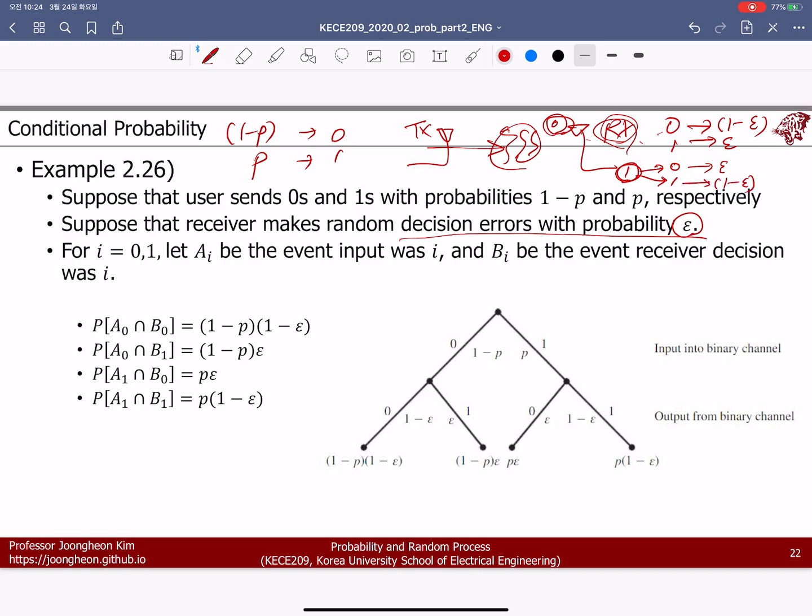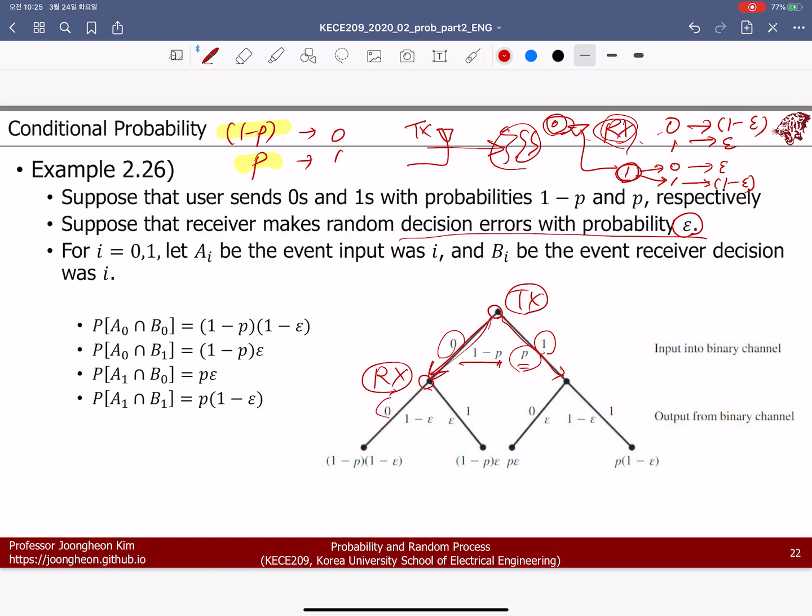Okay, so here we can draw a tree just like that. In the initial phase, if 0 is transmitted, then the probability is 1 minus p by this branch. And if it transmits 1, then the probability will be p by this branch, okay? And then on the Rx side, this is the Tx side, the transmitter, this is the receiver.